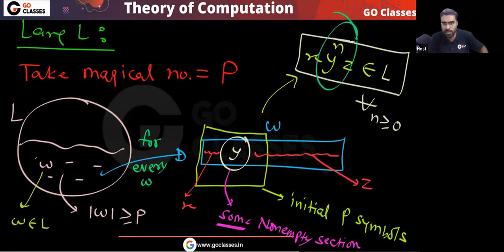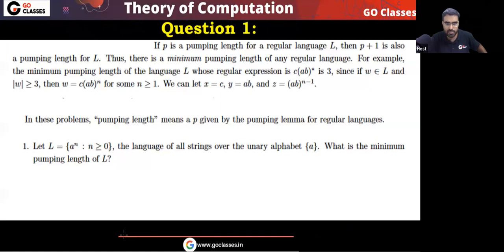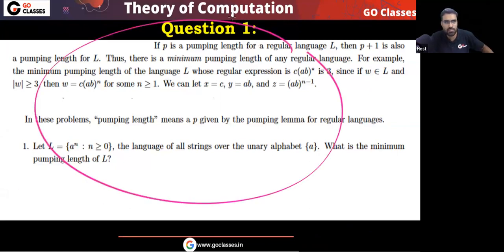Now if you repeat this Y any number of times, the resulting string should belong to L. This is the type of Y we look for. So this is your pumping lemma statement. Now let's start with this question.